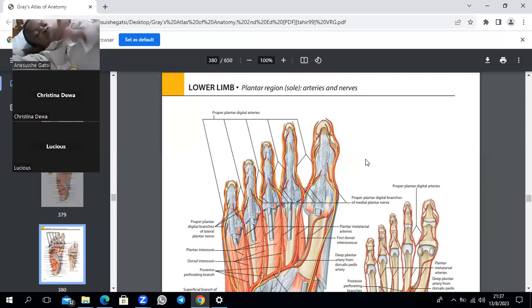Do you have any questions on the foot? It's useless to claim origin and insertion for the muscles on the sole of the foot. But if you want them, I can tell you. Any questions?